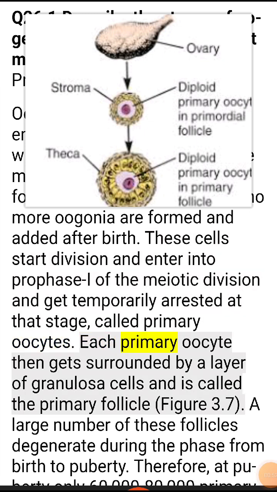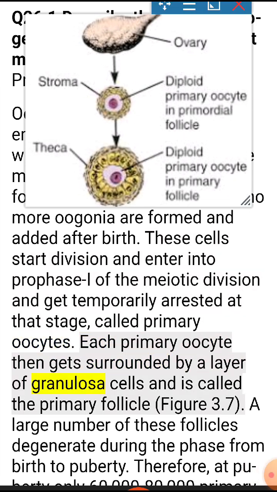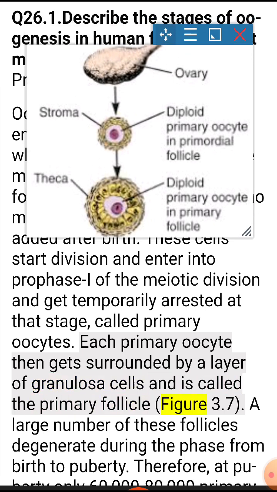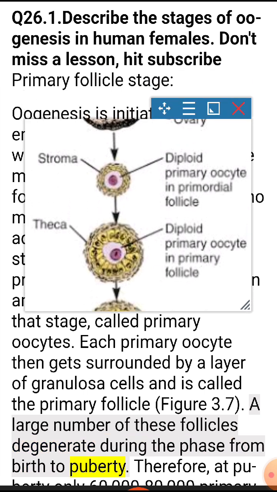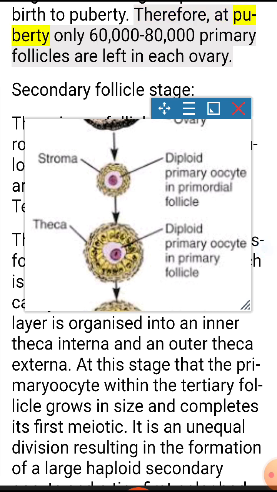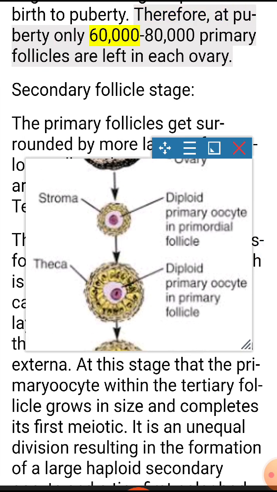Oocytes. Each primary oocyte then gets surrounded by a layer of granulosa cells and is called the primary follicle, figure 3.7. A large number of these follicles degenerate during the phase from birth to puberty. Therefore, at puberty only 60,000–80,000 primary follicles are left in each ovary.